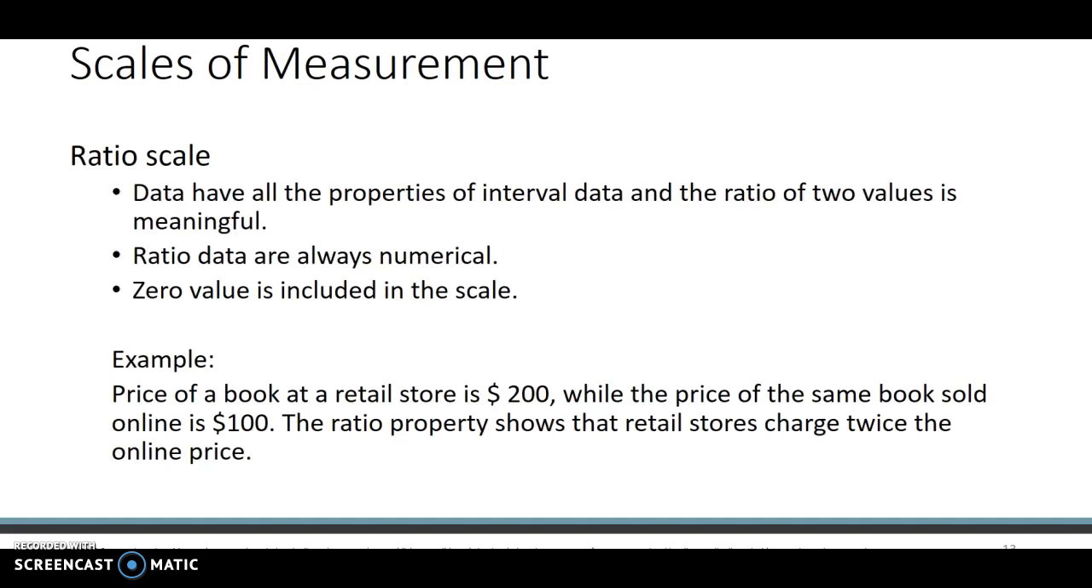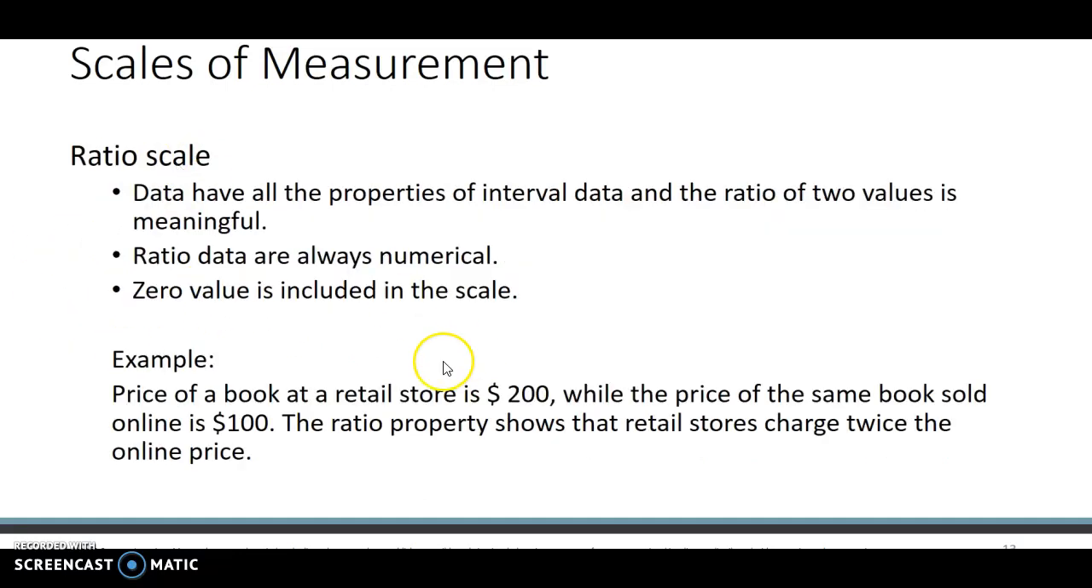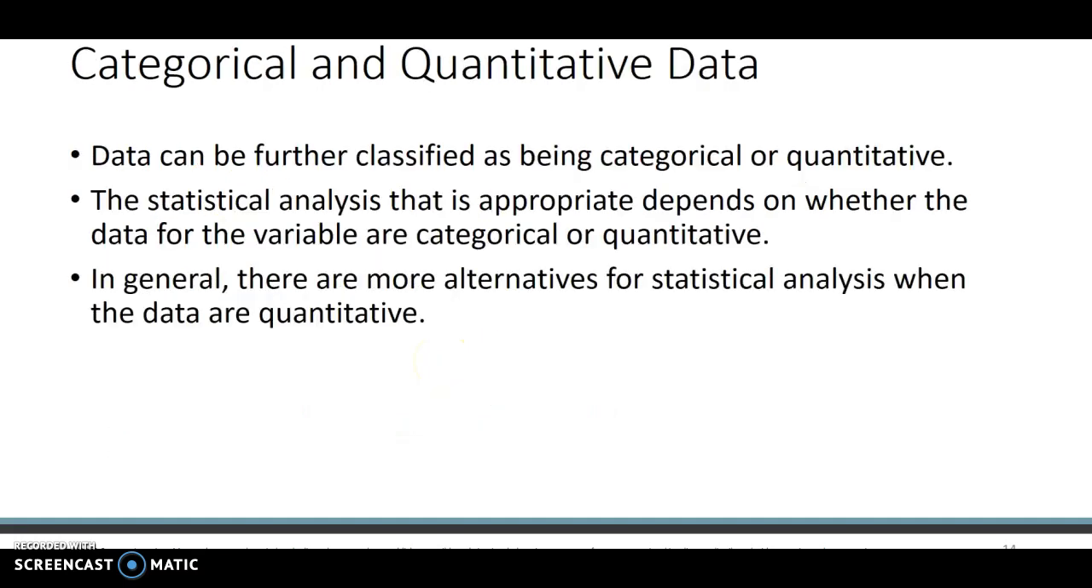If we go back to interval level data, in this case, zero does not mean an absence of the property, say 0 degrees Fahrenheit. That does not mean an absence of heat. So Fahrenheit would be on an interval scale. Dollars, in terms of price, would be on the ratio scale.